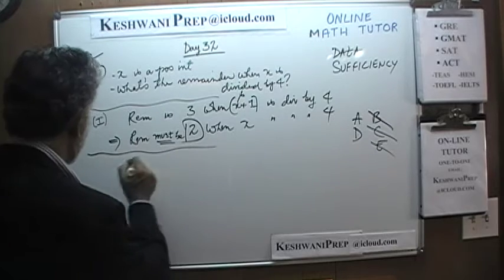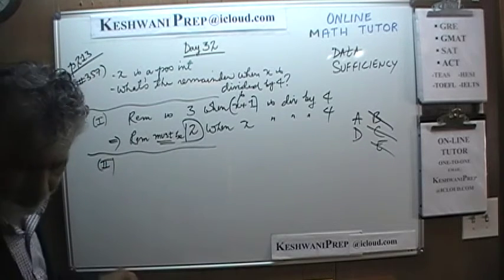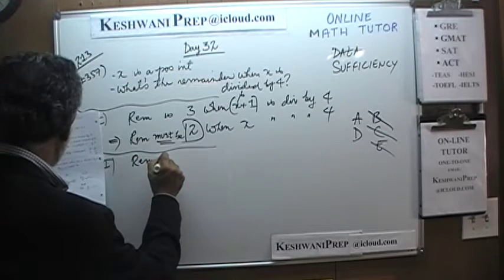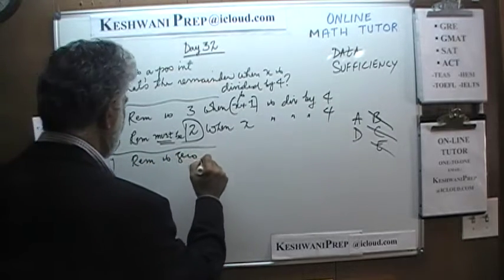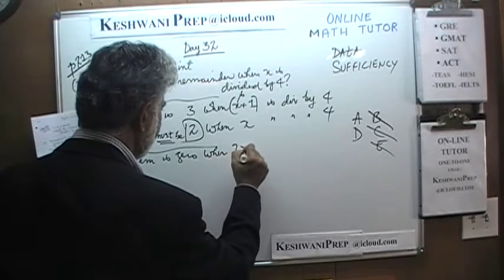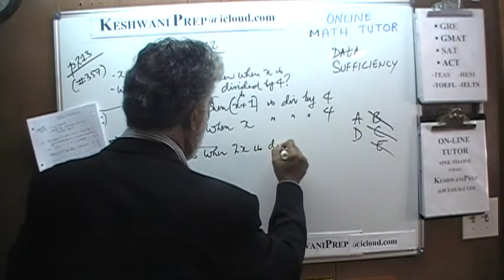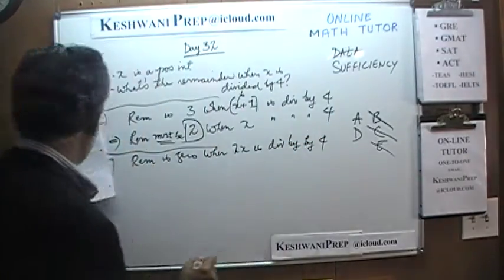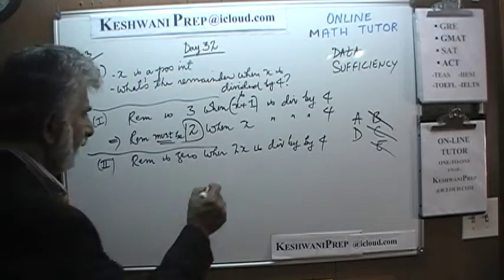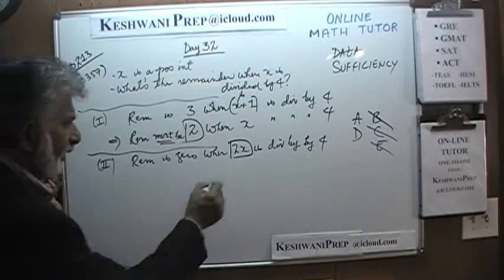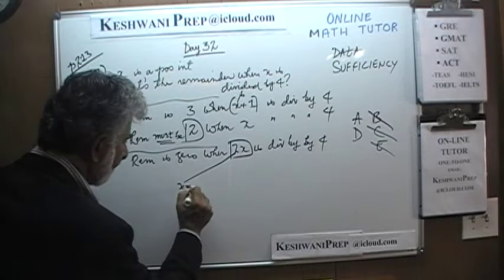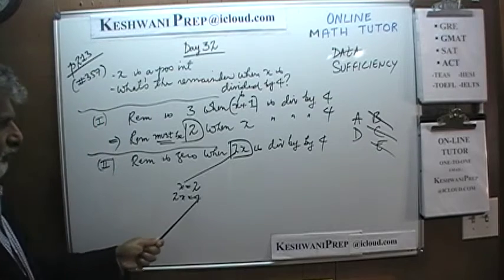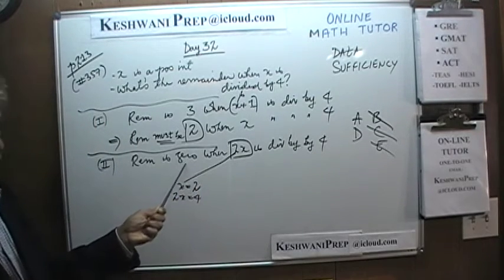Let's do the next one. The next one says that the remainder is 0 when 2x is divided by 4. The remainder is 0 when the quantity 2x is divided by 4. And what's going to happen here is, because it's 2 times x, if x happens to be 2, then 2x is equal to 4, and of course 4 divided by 4 gives us a remainder of 0, so it does the job.